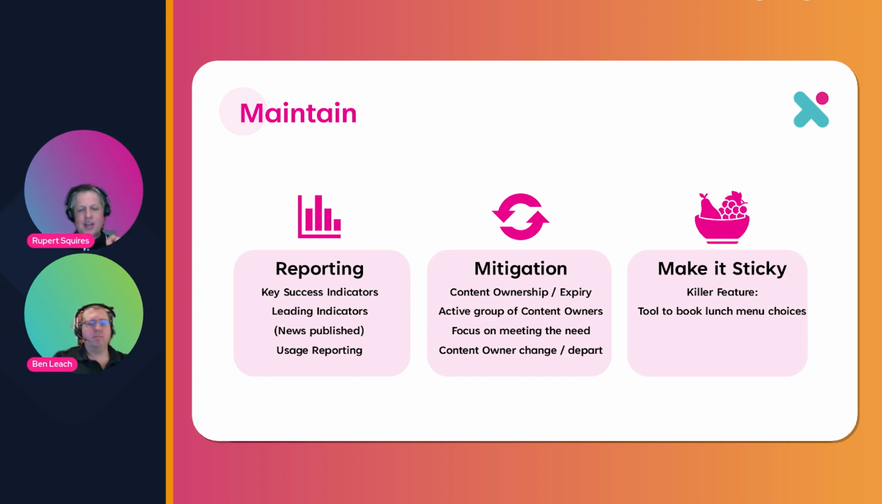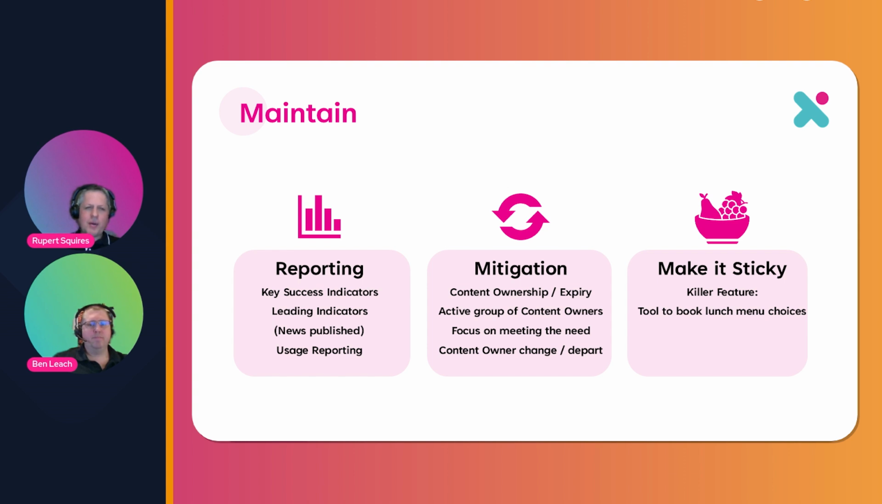Certainly, the mitigation for what will change in your business or your organization over time. Not all content is evergreen. Some will expire, so make sure it's either updated or removed. Your content owners will change as well, so maybe they change roles or they move on. And making sure that your focus meets the need of the organization going forward. What might be needed today might be different in a year's time. So think about that and what that means. And this is really the role of the intranet owner to keep on top of this.